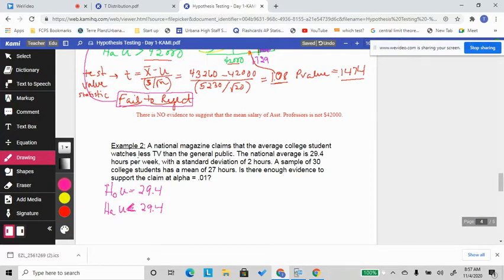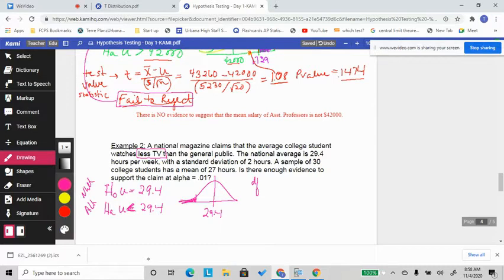Okay, so we want it to be less than because we think college students watch less TV than the general public. Remember, these two numbers have to be the same and they have to both be a population. I was trying to do a calculation ahead of time in my head, so that's why I wrote 27 down. Anyway, we're set at 29.4. Is there enough evidence to support our claim that the college students watch less? Okay, so shade left because it's a less than. So step 1, this is our null. This is our alternative. This is what the population is. We think it's less. Put it there.